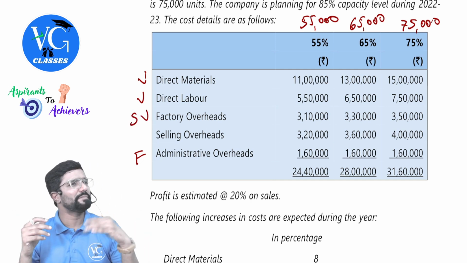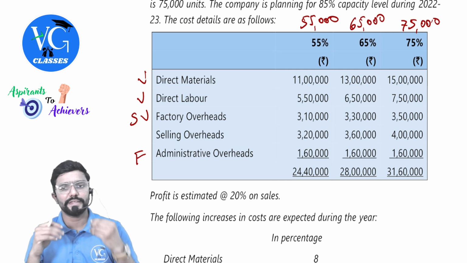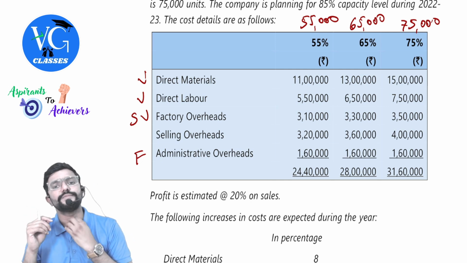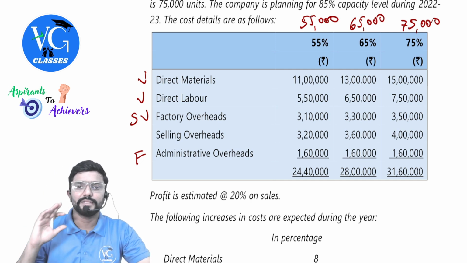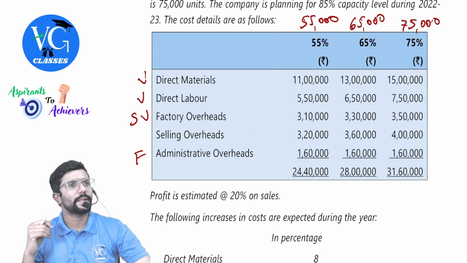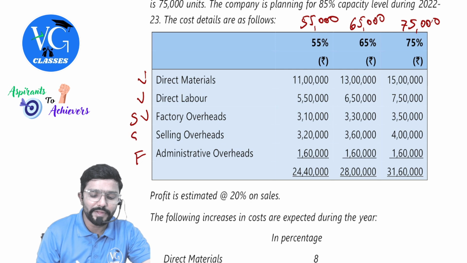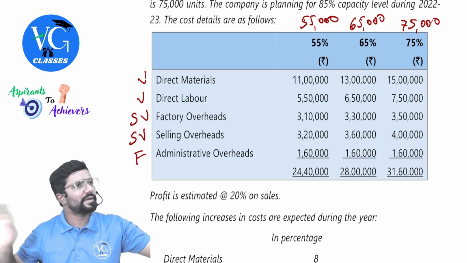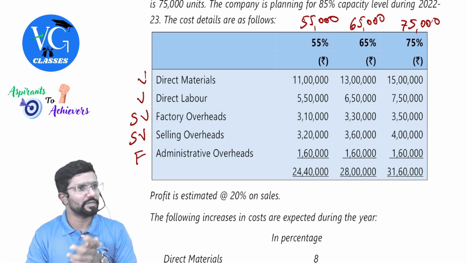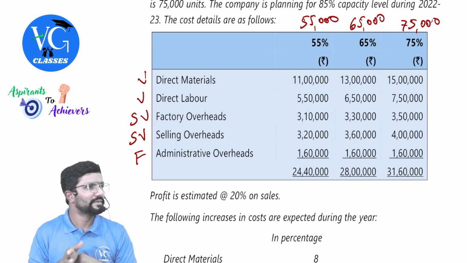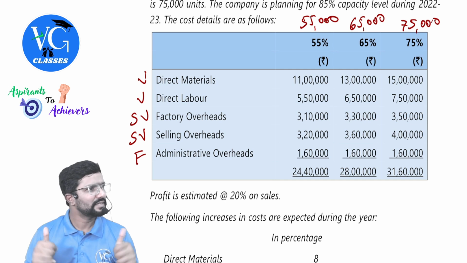Overheads can be variable or they can be fixed, so it is a combination of both. Selling, check it. 3 lakh 20 divided by 55,000, you will get 5.8 something. 3 lakh 60 divided by 65. Not same. That means semi-variable. Total also not same, per unit also not same means semi-variable. Total same means fixed. Per unit same means variable. Neither same means semi-variable. We identified, right? Yes, sir.